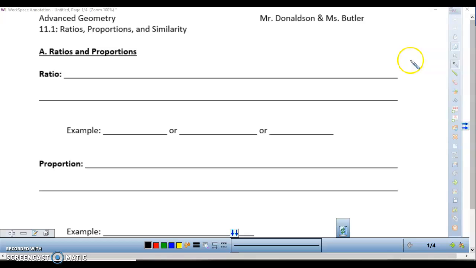All right, so today's lesson is the beginning of chapter 11, and we're going to talk about ratios, proportions, and similar polygons. All right, so first part, what's a ratio? A ratio is simply an expression that compares two quantities by division.